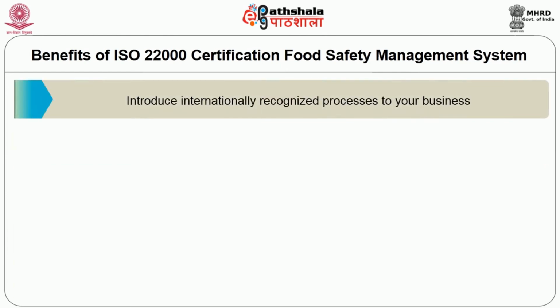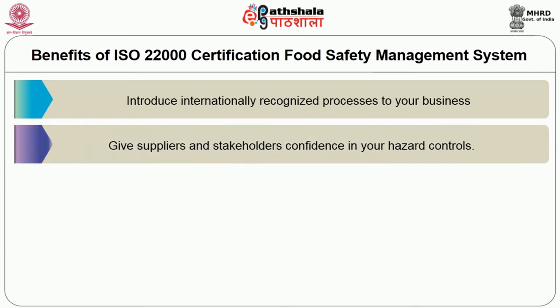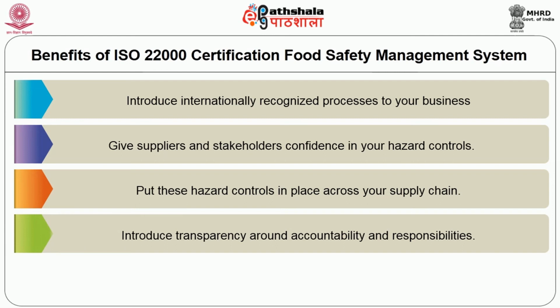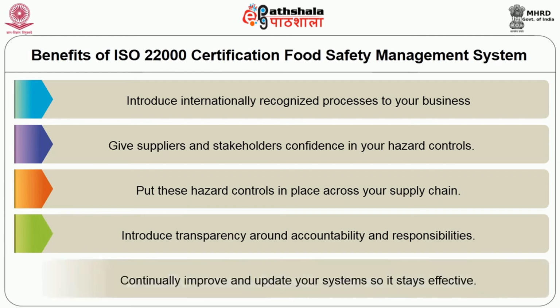Number 5, introduce internationally recognized processes to the business. Number 6, give suppliers and stakeholders confidence in your hazard controls. Number 7, put these hazard controls in place across your food supply chain. Number 8, introduce transparency around accountability and responsibilities. And number 9, continuously improve and update your system so it stays effective.